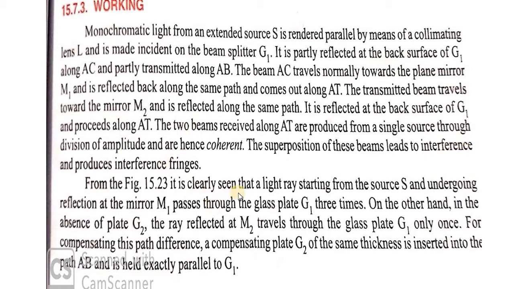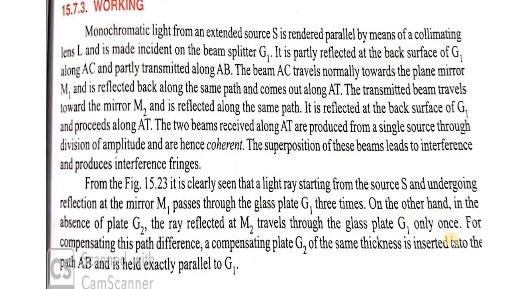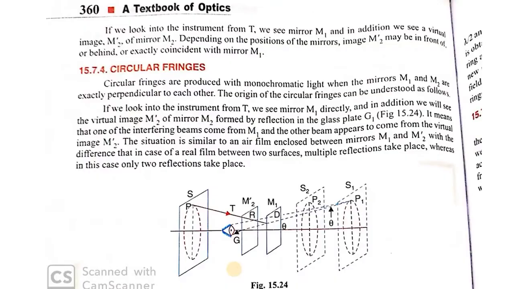And in figure 15.23, it is clearly seen that a light ray starting from the source S and undergoing reflection at the mirror M1 passes through the glass plate that I have mentioned earlier. The light ray reaching the mirror M1 passes through the glass plate G1 3 times. On the other hand, in the absence of the glass plate G2, the ray which is reflected at the mirror M2 travels through the glass plate G1 only once. For compensating this path difference, a compensating glass plate G2 of the same thickness is inserted into the path AB and is held exactly parallel to G1. So the concept is clear.